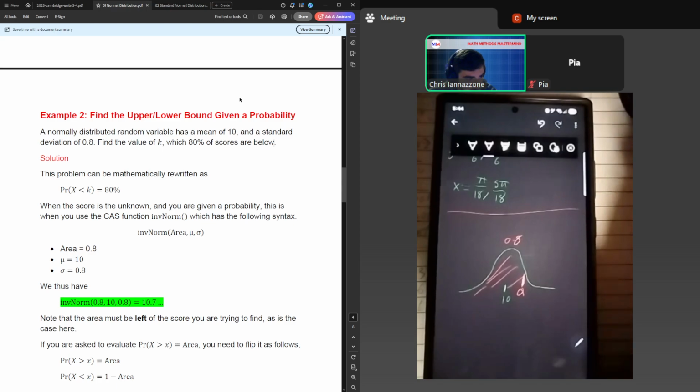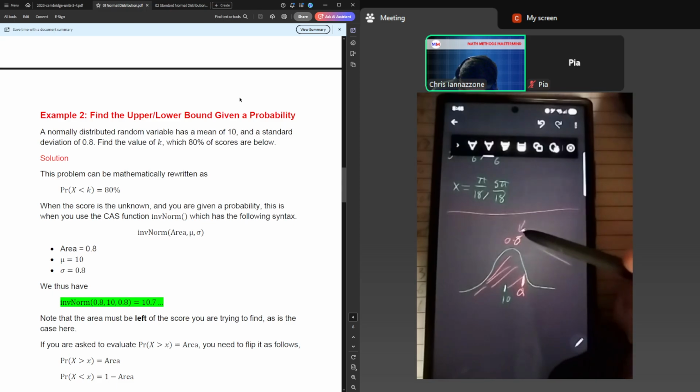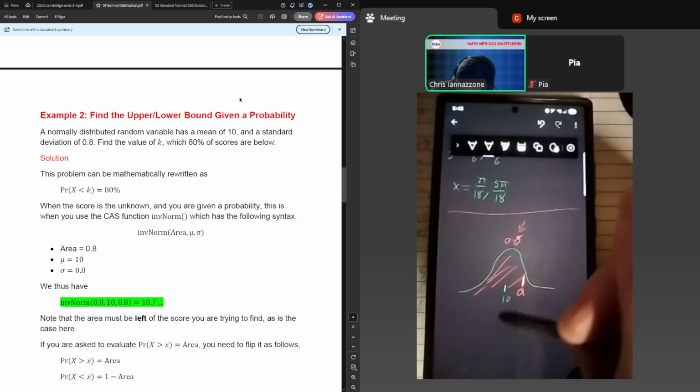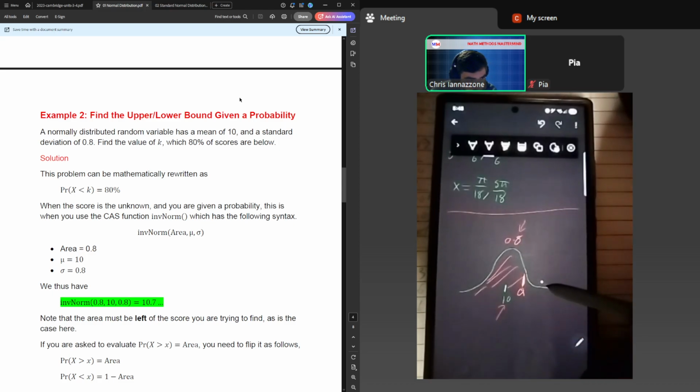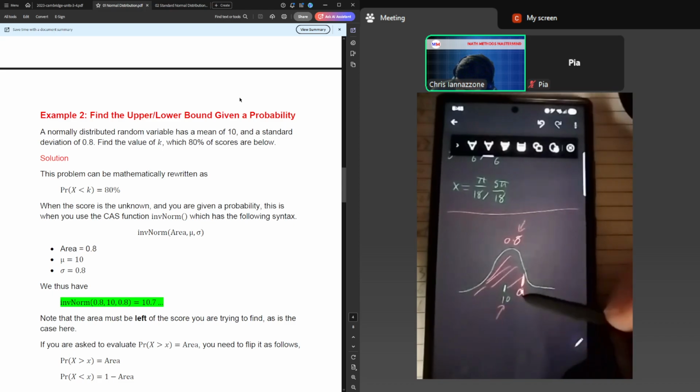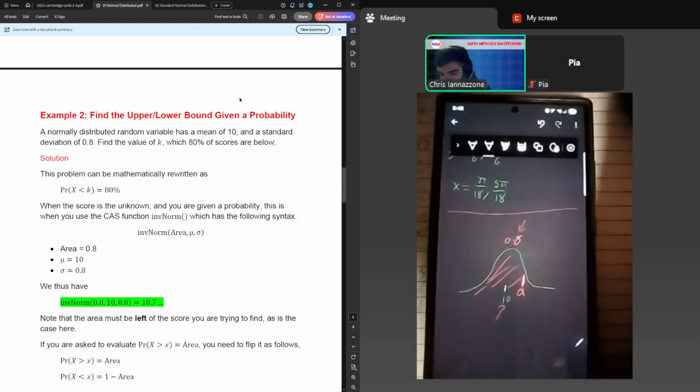The way we do that is with the inverse normal function. You want to give this value, which is the total amount of area that's covered. You want to give the mean, that's this, and you want to give the standard deviation. If you give those three things, you'll get this value.